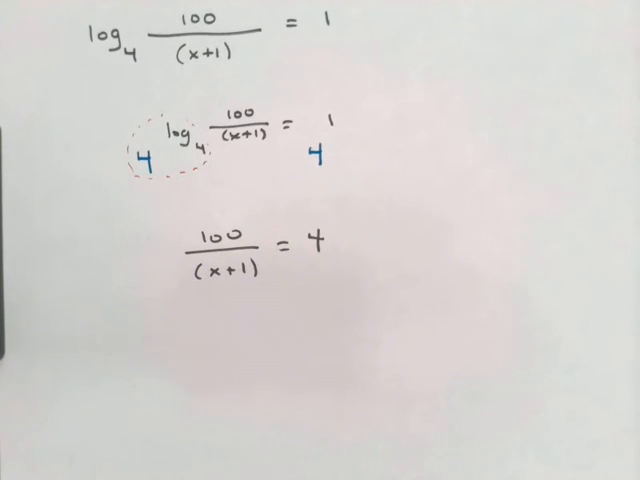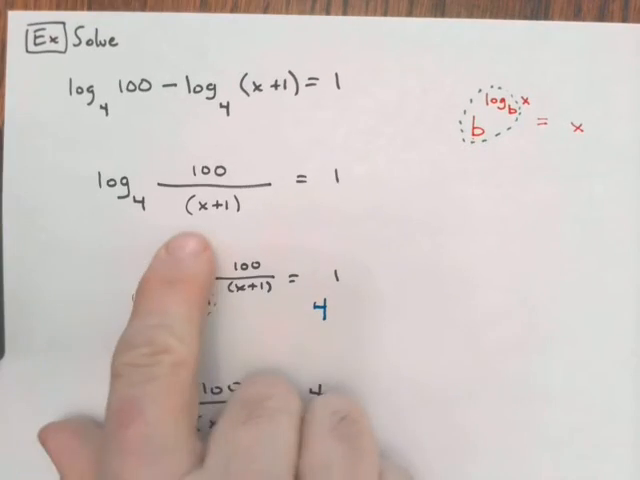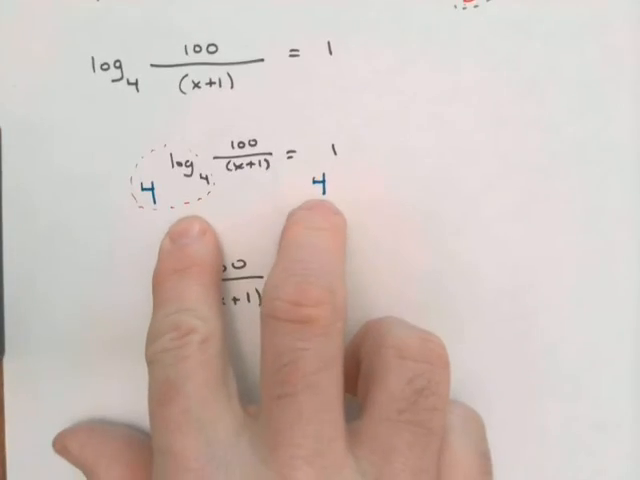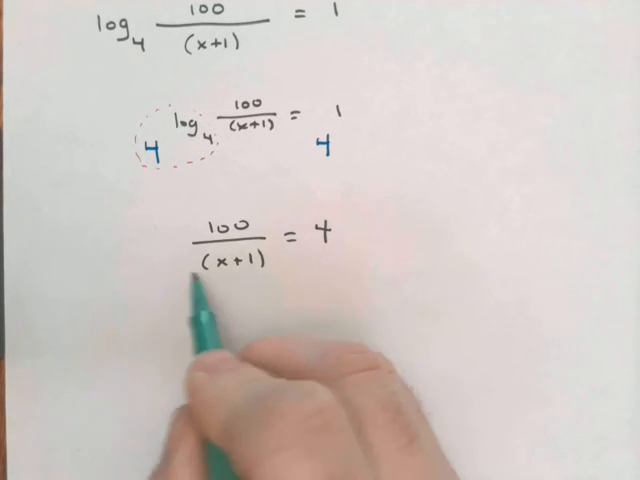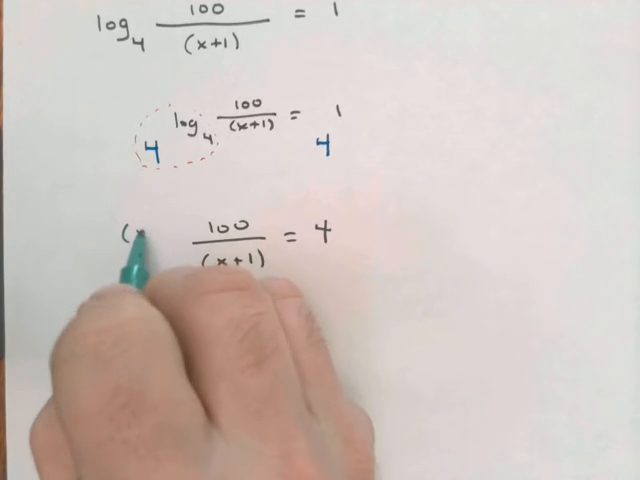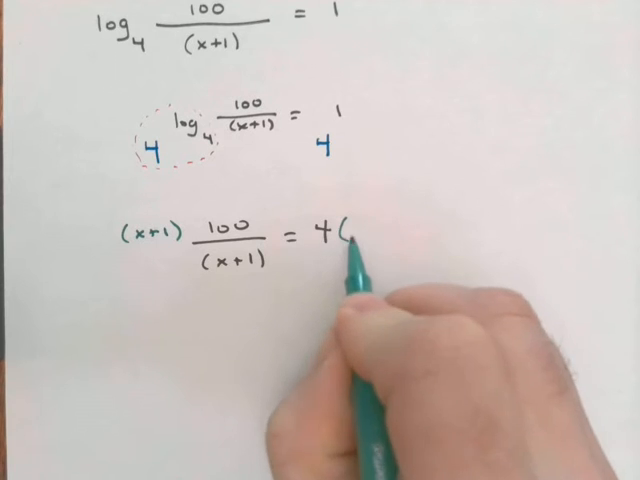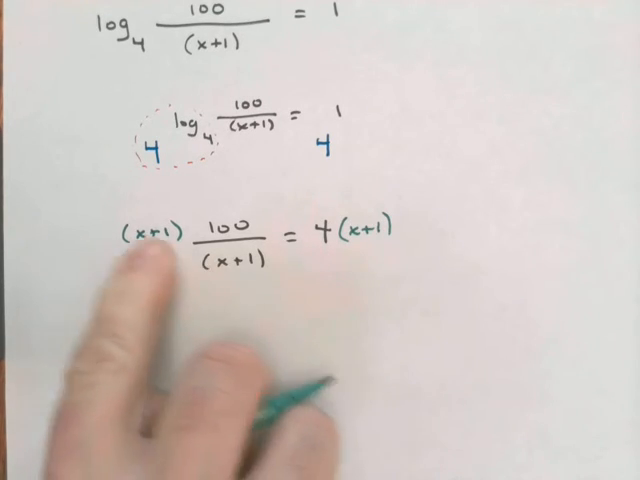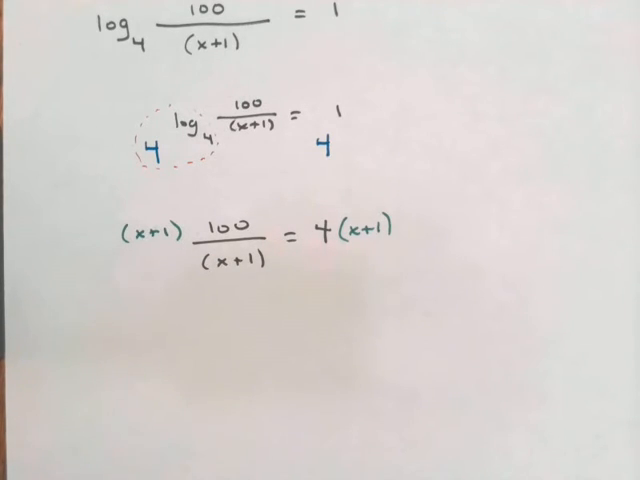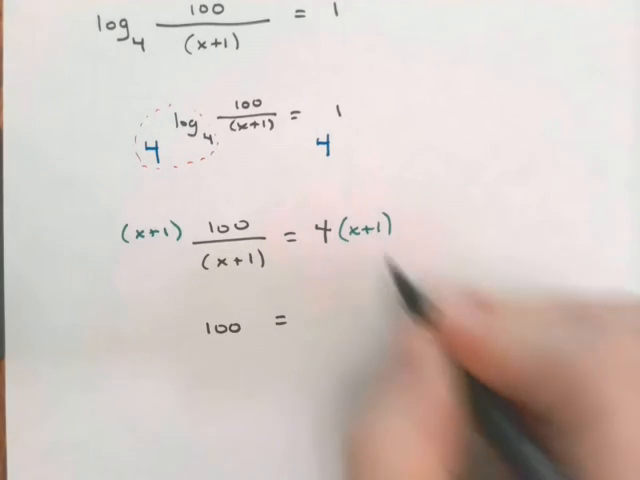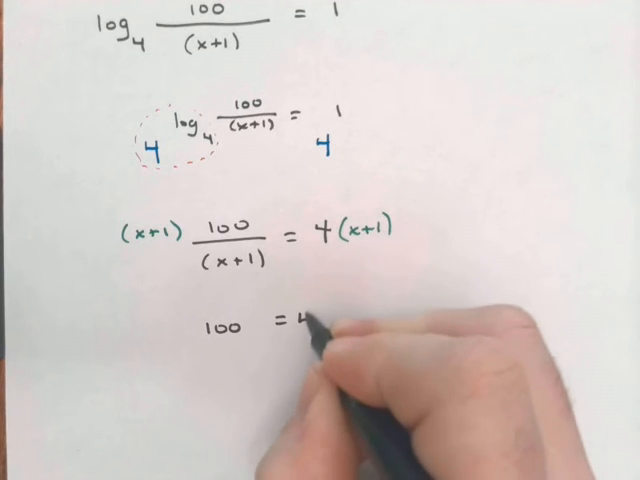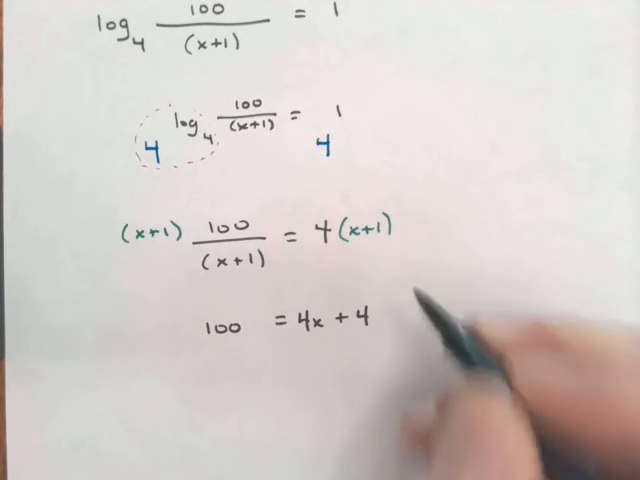As you're solving log equations, you do have to get rid of the log using exponentiation. Get a single log first, and then exponentiate both sides so that you can get rid of the log. And then from there, we can go through and solve. So I have 100 over x plus 1. I'm going to multiply both sides by this x plus 1 so that I can get these to cancel out. That would leave me with 100 is equal to 4 times x plus 1. If I distribute that in, I would have 4x plus 4.